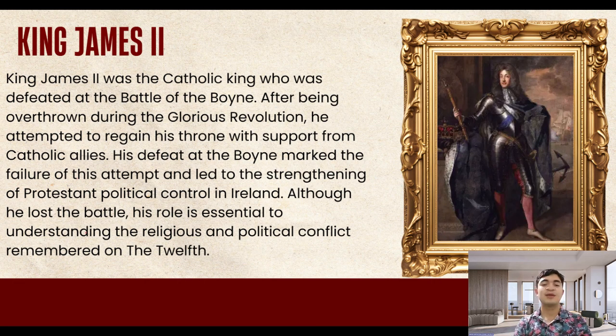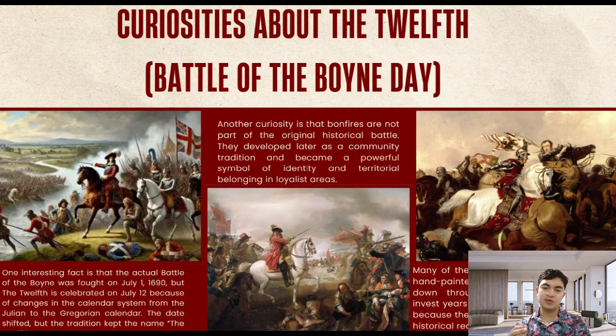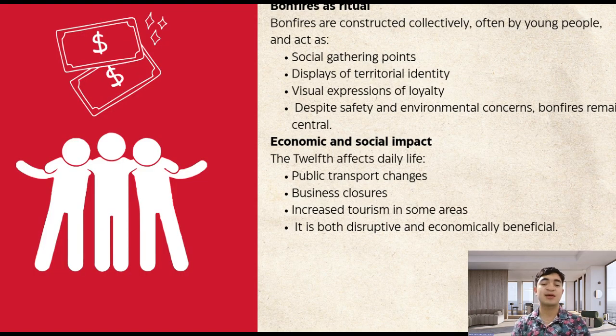Today, the Twelfth is celebrated primarily by the Protestant and Unionist community. The most visible part of the celebration is the parade organized by the Orange Order, a Protestant fraternal organization. The displays include marching bands, traditional music, banners, and ceremonial plates. The cultural impact of the Twelfth is complex. For many Protestants, it represents freedom, heritage, and loyalty to the British Crown. However, for many Catholics and nationalists, the event can be controversial and remind them of historic inequality and division. Thus, the Twelfth reflects the deep historical tension in Northern Ireland.